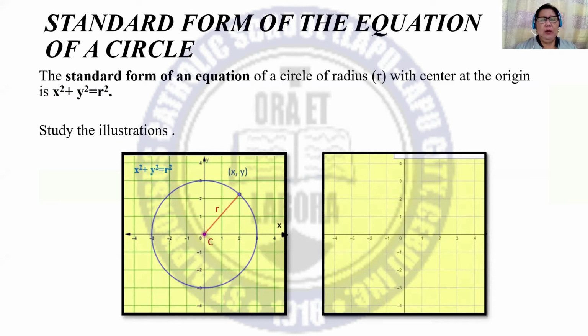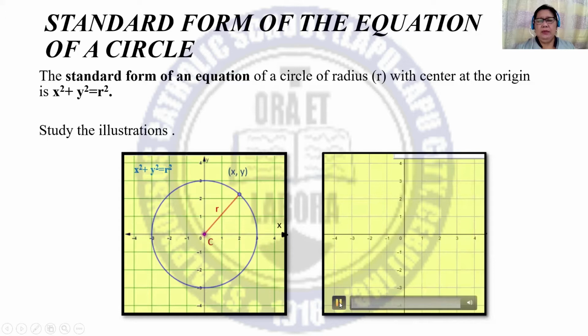So the standard form of an equation of a circle of radius r with center at the origin is x squared plus y squared is equal to r squared. You study the illustrations. This is the center represented by C. We have the segment or the radius represented by R, and the endpoint of the radius on the circle with coordinates represented by X and Y.